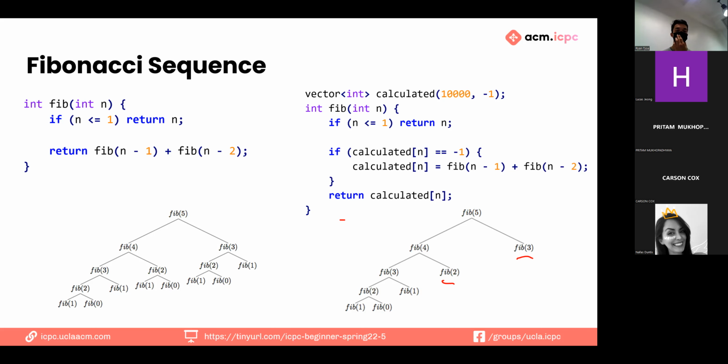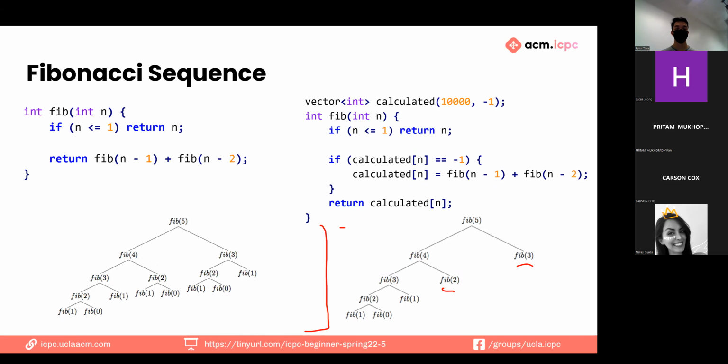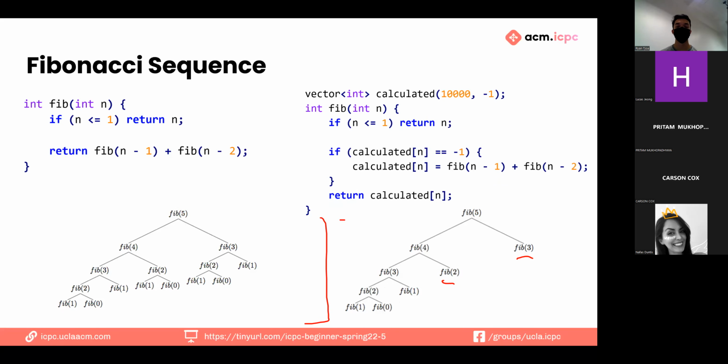I guess the one on the left is exponential, but then it actually turns out that the one on the right is linear, and that's because we're not doing extra work. There are n total Fibonacci numbers from 0 to n, which are the relevant Fibonacci numbers, and for each of those we only have to do a constant amount of work, which is either look something up or look up the numbers of the children.